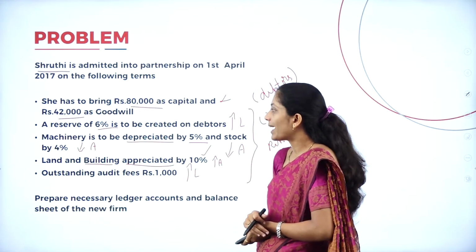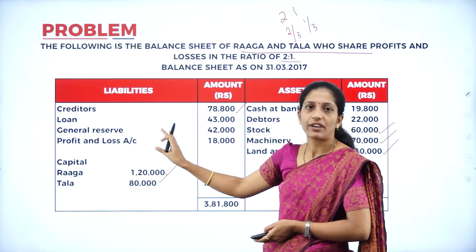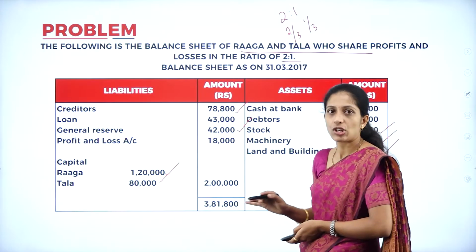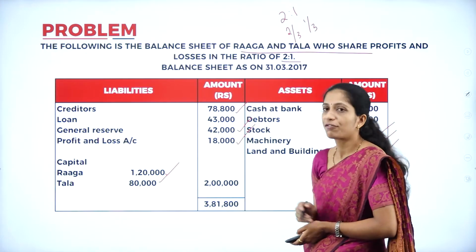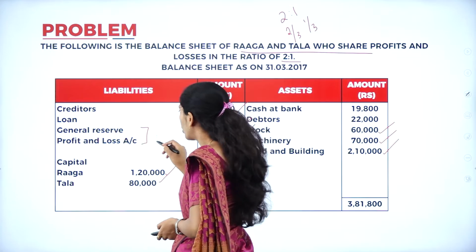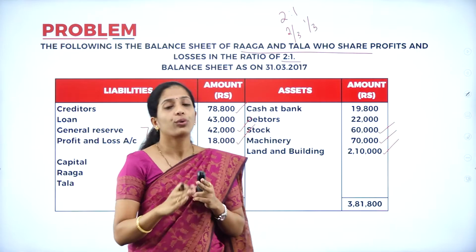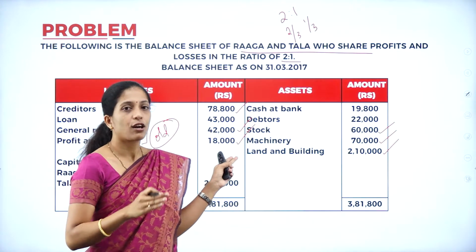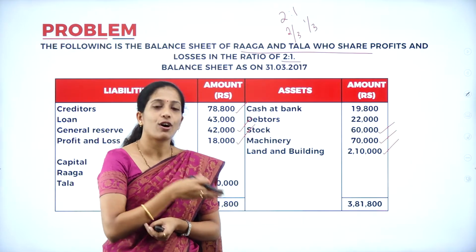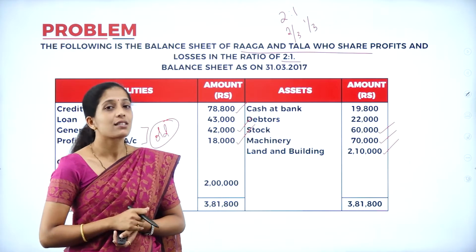Next, check your balance sheet whether there is any reserve, fund as well as profit and loss account. So go through the balance sheet. On the liability side, check whether there are any reserves, funds as well as profit and loss account. We have 42,000 as general reserve and 18,000 as profit and loss account. So transfer these two only to the old partners. In which ratio? Old ratio. Now, why is it transferred only to the old partners? Because this reserve and profit and loss account belongs to old partners. The new partner has not earned this profit. So it has to be distributed only to the old partners. In which ratio?